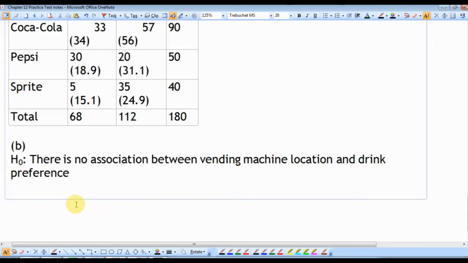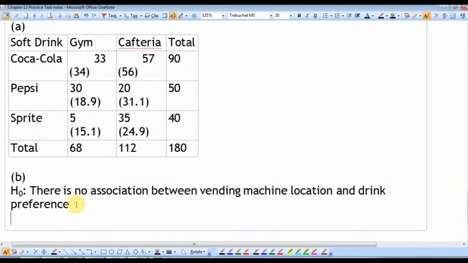Or if I know someone was at the gym, I shouldn't know that they have a higher chance of purchasing, what was it, Coke? Or if I'm told somebody bought Sprite, then I shouldn't be able to decide that there's a higher probability they bought it from the cafeteria.